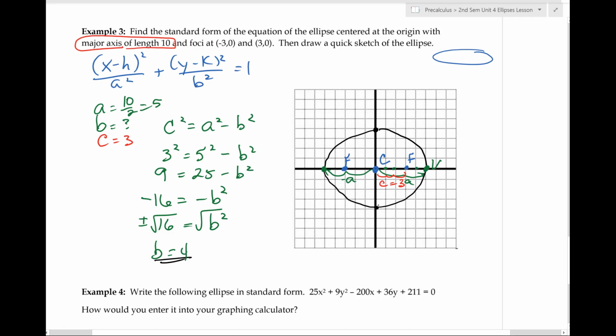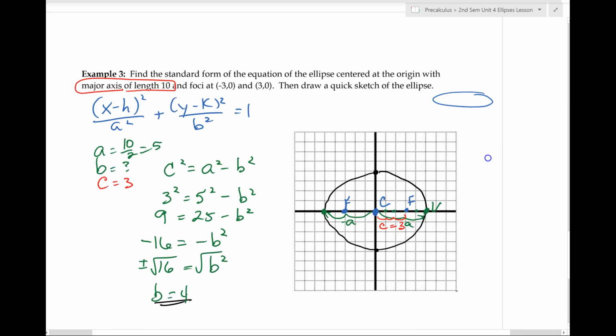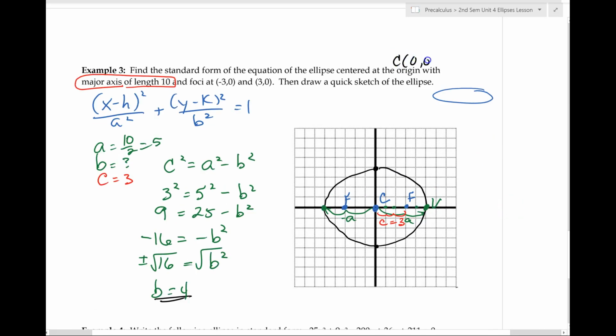So now we still have to write it in standard form. Now, what are the other two pieces of information I need? I need to know the center, which is my h and k, right? If the center is at the origin, that makes h and k both 0.